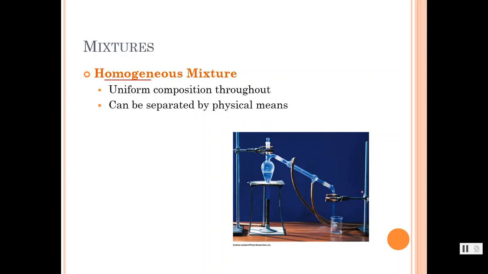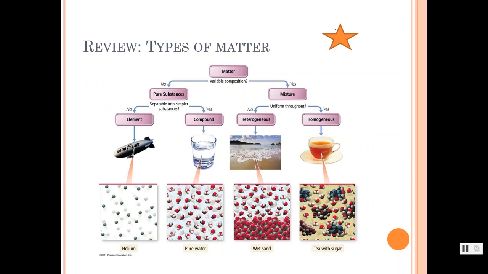techniques. I have an example here of a distillation apparatus. That's something that you will encounter in future chemistry classes if you go on in chemistry. Just know that homogeneous mixtures, they have two or more different components, uniform composition throughout, but you can still separate those components by some sort of physical means.